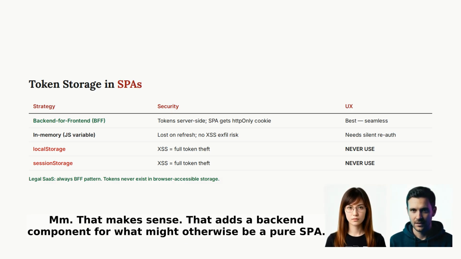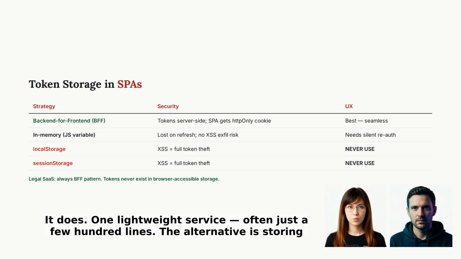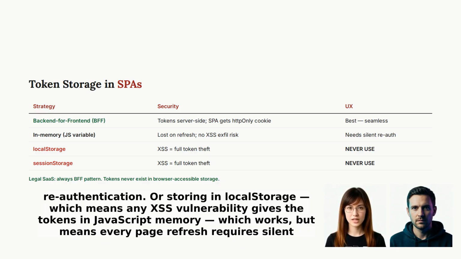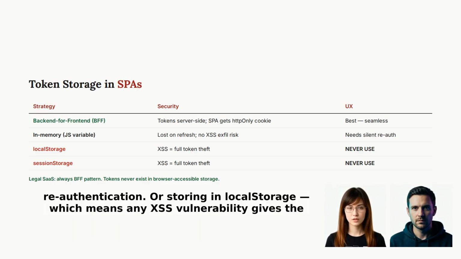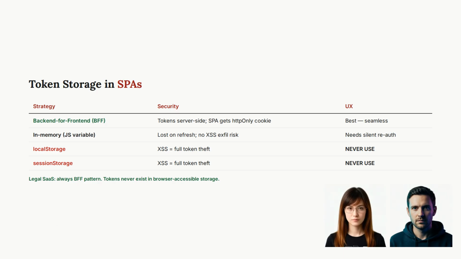That makes sense. That adds a back-end component for what might otherwise be a pure SPA. It does. One lightweight service, often just a few hundred lines. The alternative is storing tokens in JavaScript memory, which works, but means every page refresh requires silent reauthentication. Or storing in localStorage, which means any XSS vulnerability gives the attacker your tokens. For legal SaaS handling privileged documents, the BFF cost is trivial compared to the risk of token exfiltration.